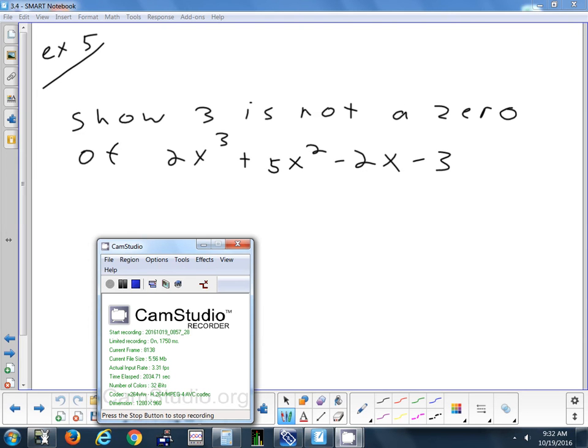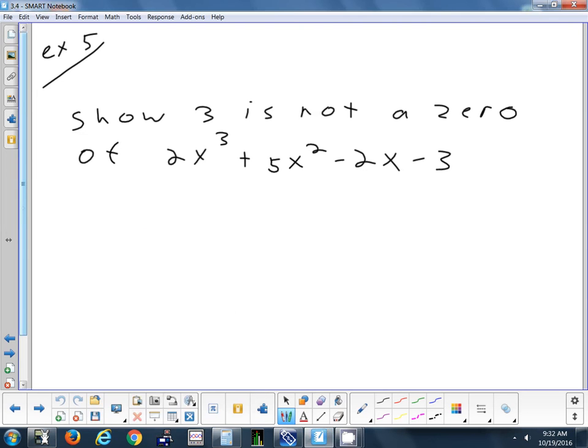So example 5. Now we're going to show that 3 is not a 0. Show me 3 is not a root. Prove to me the graph doesn't cross the x-axis at 3. Couldn't you just graph it? It depends if they say to do it algebraically or graphically. If they say do it graphically, you could. If they say do it algebraically, you can't.